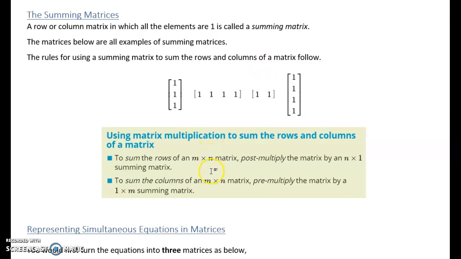So the rules are, if you want to sum or add up the rows of a matrix, post-multiply the matrix by using an n times 1 summing matrix. So 1 is the column, so using a column matrix with only 1s in it. Post-multiply means do it afterwards. If you want to sum the columns of an m times n matrix, pre-multiply it using a row matrix. So I might add that detail there for you. So this one is a column summing matrix.